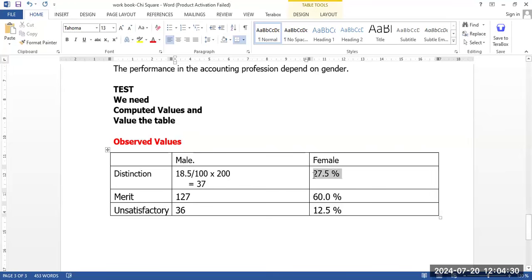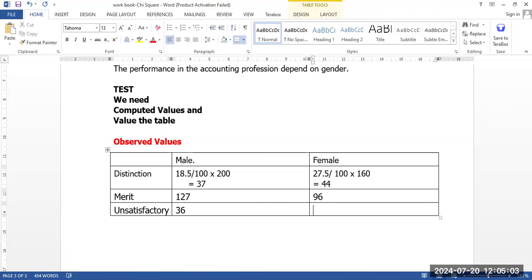Then for female, 27.5 over 100 times. How many females? 160. And the answer you have is 44. Then what about here? 96. What about here?